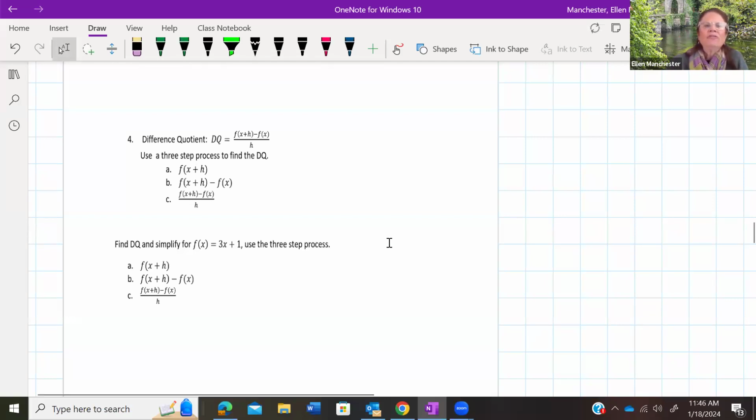Okay, so for this one, this is the difference quotient. So you saw this in 1324. It was pretty early on in 1324. Well, I know in my class, one of the questions was on the final exam. So you have seen it.